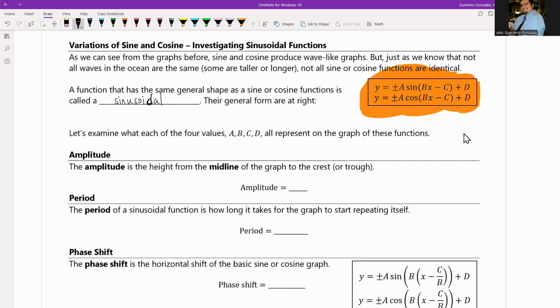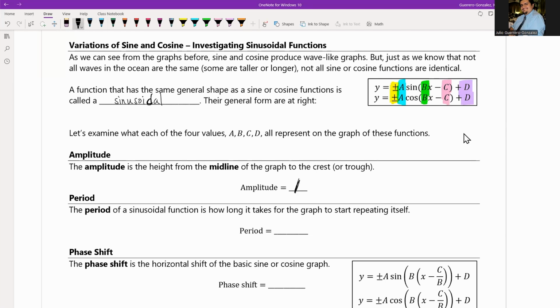Now hopefully you can see that there are parts here that I need to cover. There's a plus or minus. There's an A. There's a B, there's a C, and then at the very end, there's a D. All of these things do different things, and they show up on the graph. So let me start off with the first one.